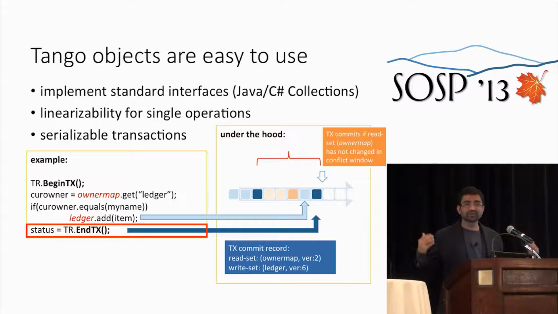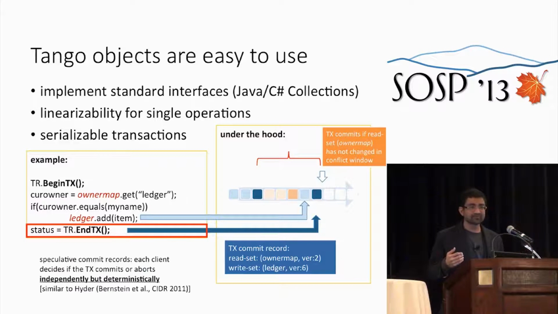So in this example, if the orange updates touch the data structure we read, then we need to abort. Now, every client is playing the shared log at the same time, and they will all encounter this commit record, and they will all independently make this commit abort decision, but they will do it deterministically. So if one client decides to commit, you can be guaranteed that everyone will decide to commit. And this is essentially a scheme that we took from a database called Hyder that Phil Bernstein and a couple of his colleagues built.